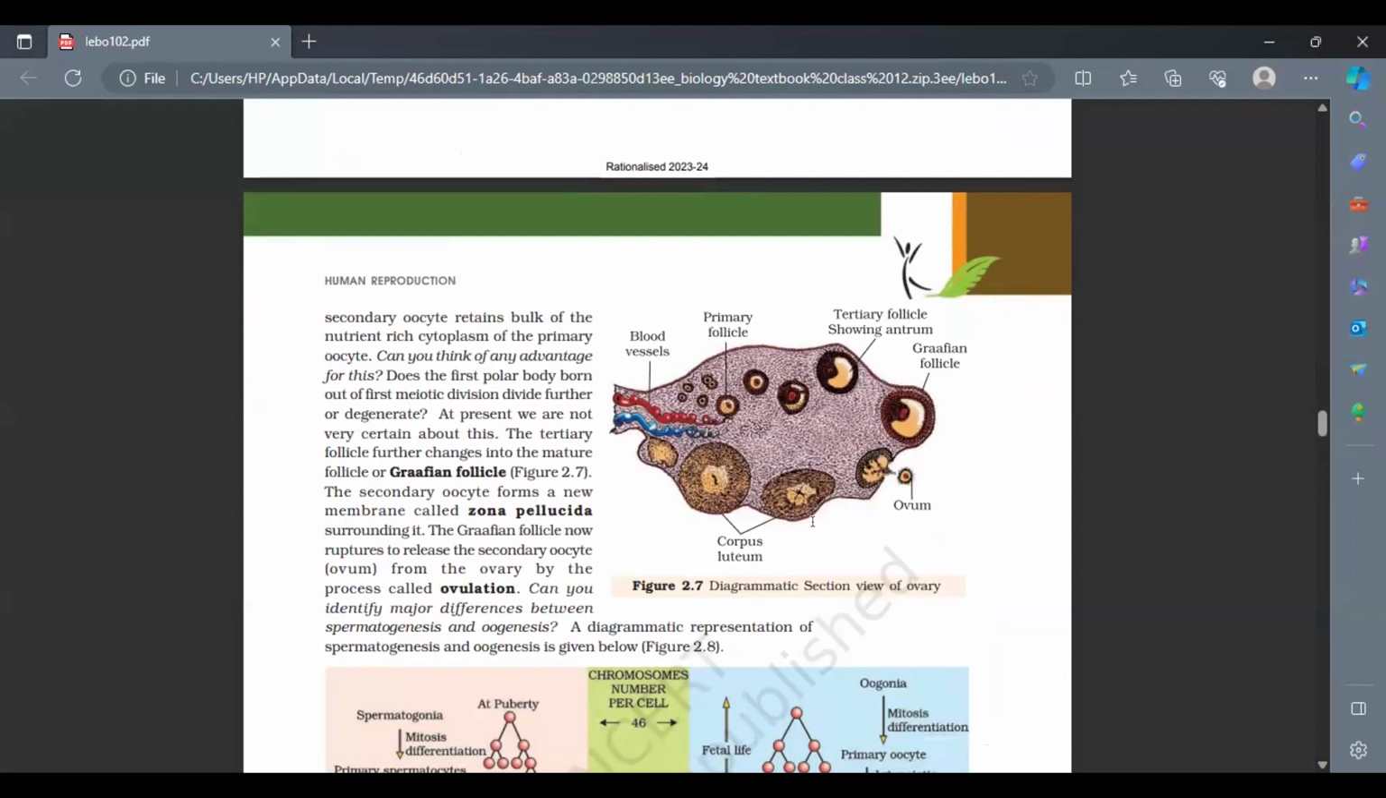If you look at this diagram very carefully, you'll see the structure of the ovary, where the section is being cut. You have the blood vessels, the veins and the arteries, entering in this region, and you have the different levels of the follicles present over here. Now let me explain what these follicles are. These are the structures which are surrounding the ovum.